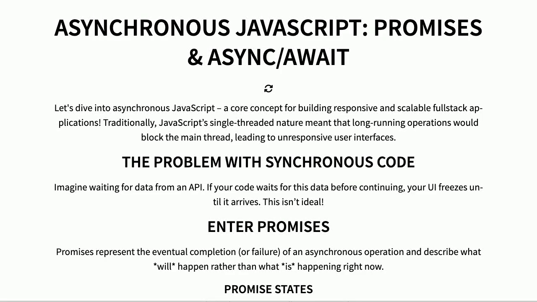Okay, let's talk about asynchronous JavaScript. Because our web apps need to be responsive, we can't just wait for things like API calls to finish. That would freeze the whole interface. So we use promises. They represent future values or results of an operation. Think of them as "I'll let you know when this is done." They have three states: pending, fulfilled, and rejected. Then async/await comes along, making asynchronous code easier to read and write by looking more like regular synchronous code.